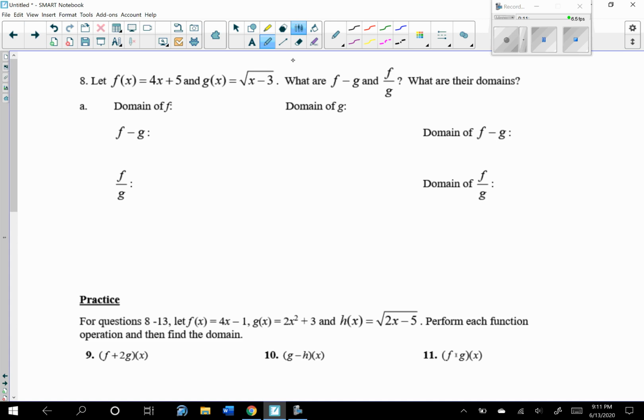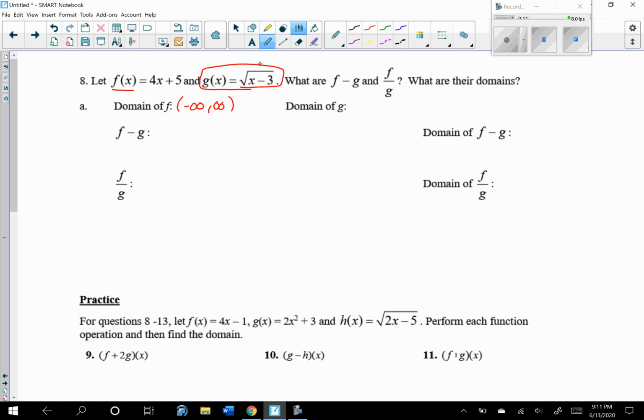So let's go ahead and do subtraction and division. So we have these two functions, and for the first one, f of x, there's no variables in the denominator or underneath an even root, so the domain's all real numbers. Looking at g of x, now we do have an issue because we have that variable underneath an even root. So we talked about how to find the domain of this yesterday.